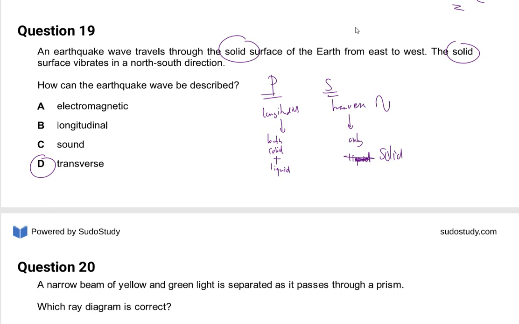Right, and then where is it? Earthquakes through solids from east to west. Earthquakes are from east to west. The solid surfaces vibrate in north to south.